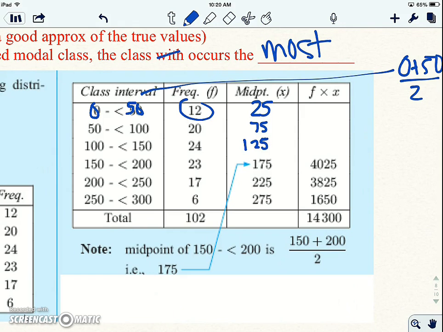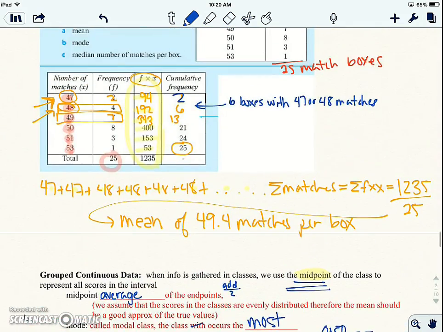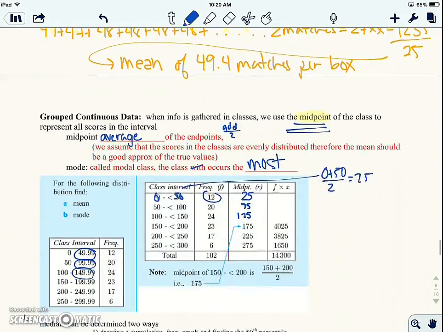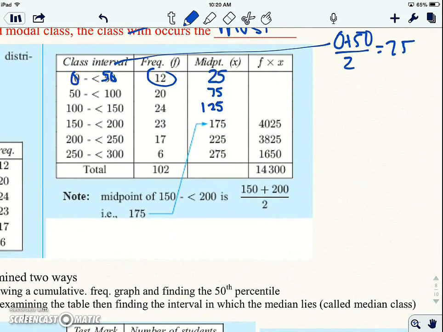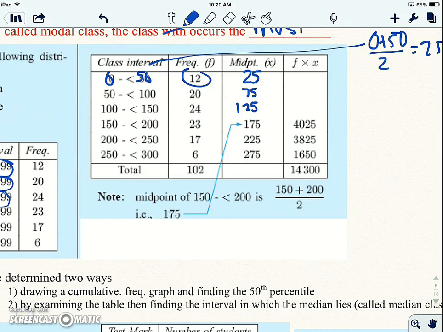We don't know all of their sizes. I mean, we do because we have the raw data over here. But if we didn't have the raw data, we wouldn't know how many of those had 47 matches, how many had 48 matches, how many had 49. So we just assume that they all had 25 matches a box. And I shouldn't have said matches because remember we're doing continuous data.